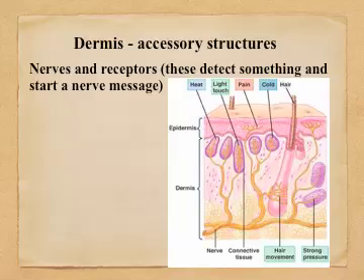The other accessory structure is nerves and nerve receptors. In this diagram, you'll see that you have a nerve, and then branching from the nerve are receptors. The nerve would go to the spinal cord and eventually the brain, possibly. And the receptors are pictured as oval structures in the dermis. You have heat receptors to detect the temperature.